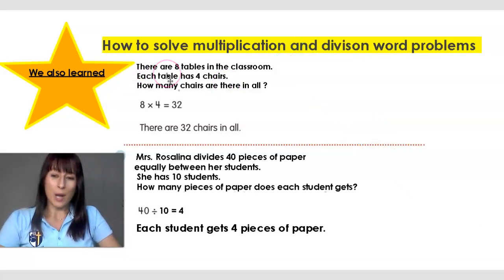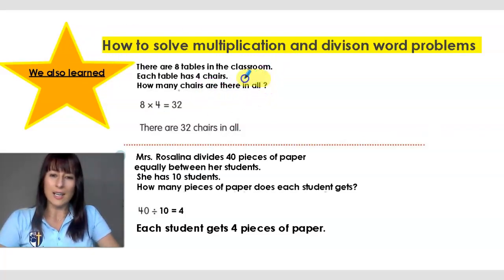First, we're going to read the problem carefully. There are 8 tables in the classroom. Each table has 4 chairs. How many chairs are there in all? Now, I'm going to read that one more time. I'm picturing that in my mind. And I'm going to see if there's any keyword, because I know there's always some keywords helping me to decide what to do. So let me get my marker and let's highlight the keywords in the sentence.